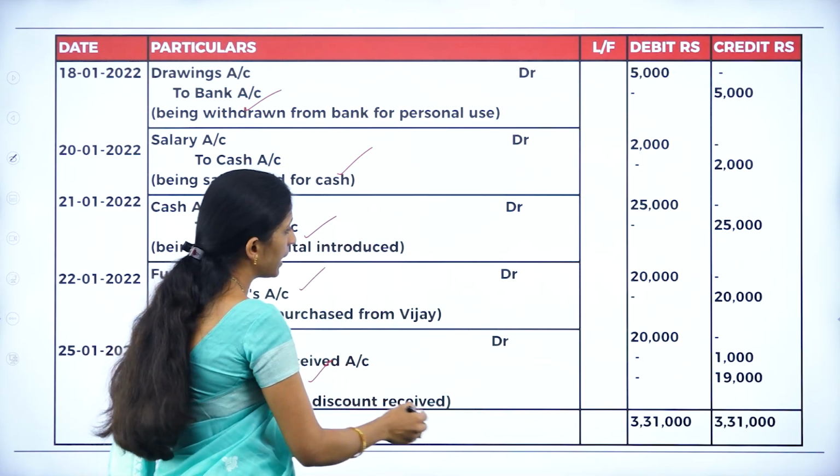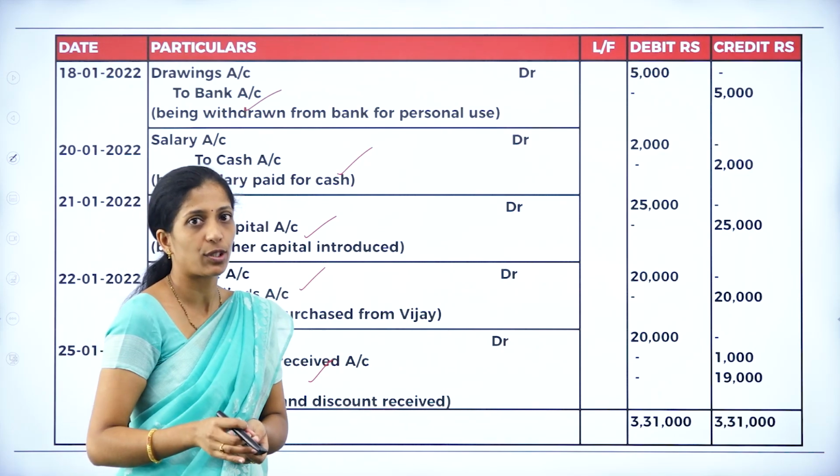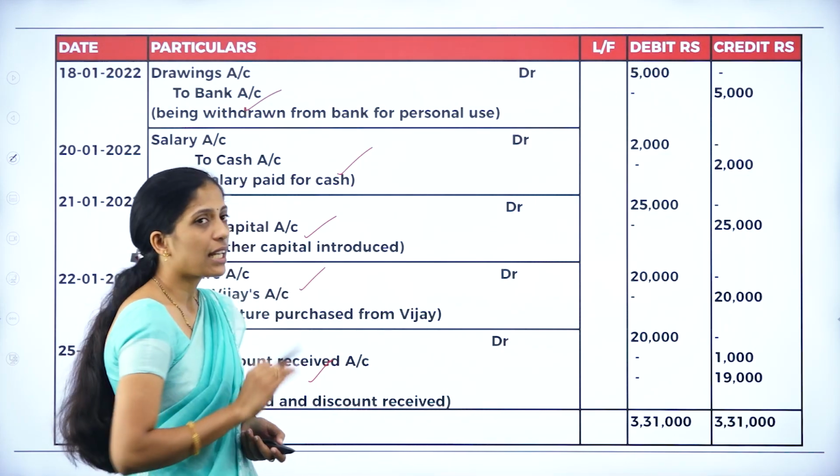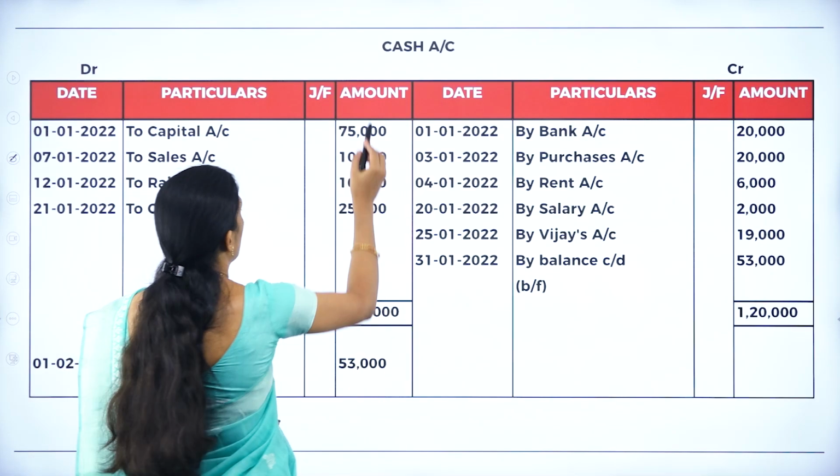Next you will total here. So both debit and credit side should be equal. So from the beginning you will total and you will write. Now here they have particularly asked cash account. So you have to prepare cash account at the end.